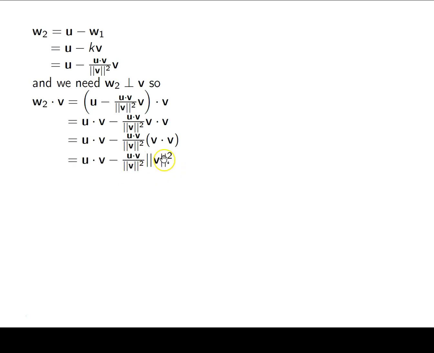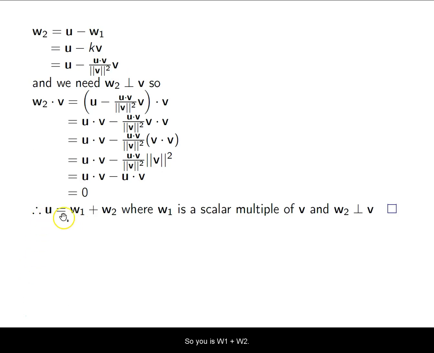So then what's going to happen? Those are going to cancel, and I'm going to have u dot product v minus u dot product v, which gets me 0, which is what I wanted. I needed W2 to be orthogonal to v, so their dot product is 0, so they are in fact orthogonal. Which means that I now know what W2 looks like. It looks like this. And I know what W1 looks like. It looks like just the first part. So u is W1 plus W2, because that's how I derived W2 in the first place. W1 is a scalar multiple of v, it's KV, and W2 is orthogonal to v, and that's my proof.